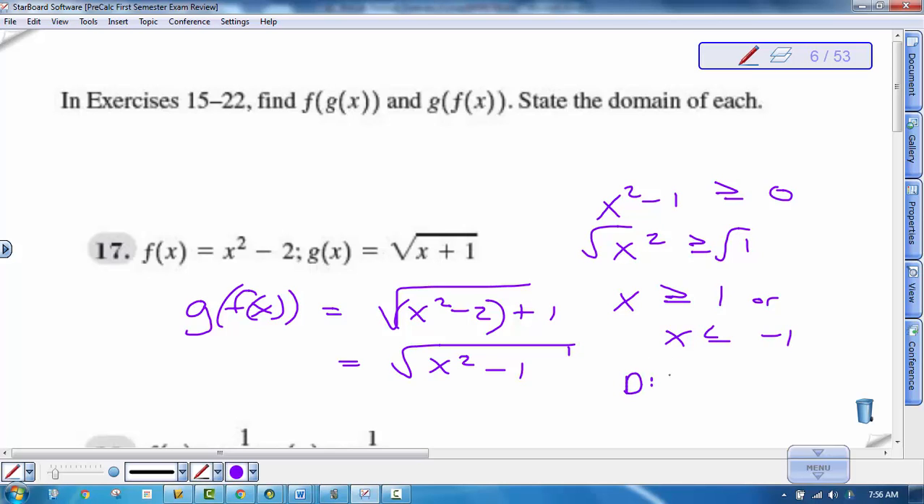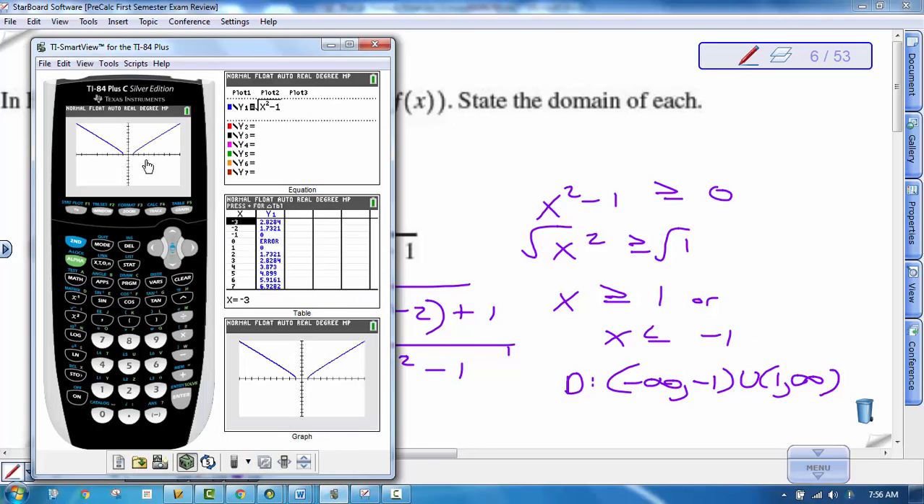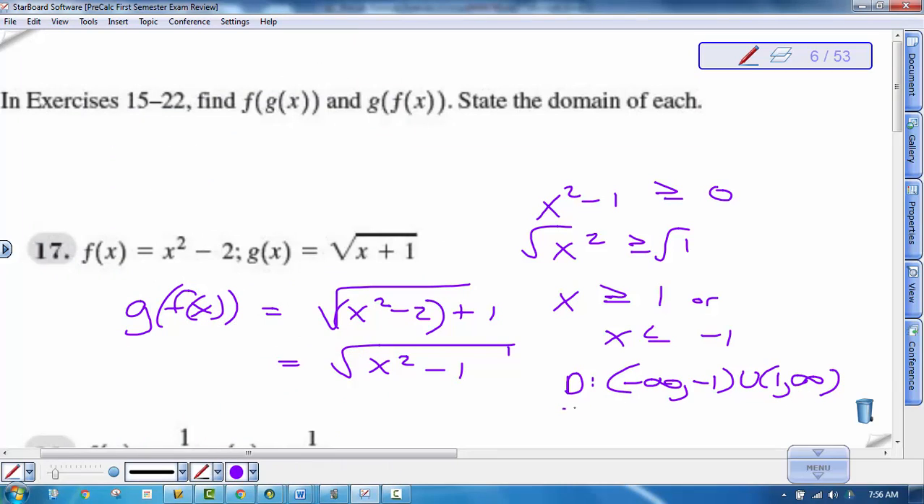So we would write that domain as negative infinity all the way to negative 1, as well as positive 1 all the way to positive infinity. That's the domain. And you can double check that with your calculator. You'll see that if you graph this, all real numbers are available except for this little spot from negative 1 to 1, which is what we have here. Those points are undefined because they give us negative numbers underneath our radical. So there's the domain. Now we don't have to look at restrictions from f because there are none. So we only have to look in this case at restrictions of the final function.